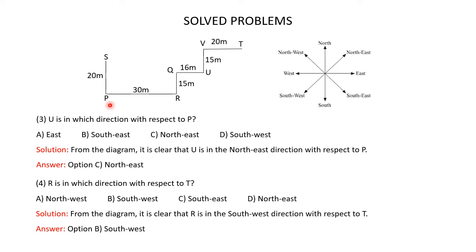So this is the diagram that we have based on the decoded information. Now based on this diagram, let's answer the given questions. U is in which direction with respect to P? You are given four options here and you have to find out which of these options is the correct one. So here you are asked to find U is in which direction with respect to P. So you have U here and P here. So clearly from this diagram you can see that U is in the northeast direction with respect to P. So the correct answer is option C, northeast.